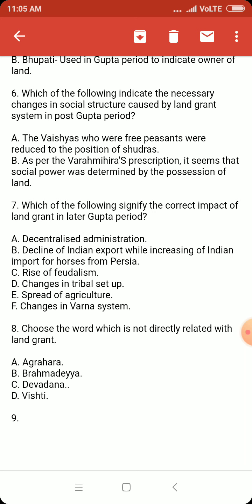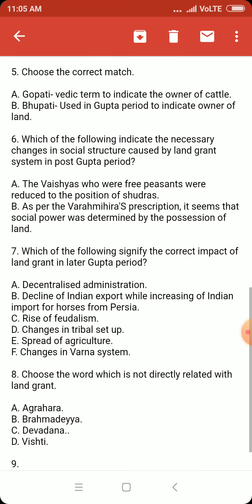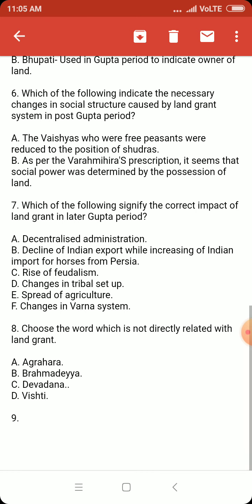Option B: As per the Brahmanical prescription, it seems that social power was determined by the possession of land. This is also correct, and this option B is also an example that literature is a reflection of society. These objective options are very important for the mains exam. From here, you can gather points for mains, or you can refer to such points in your answer, showing that literature is the contemporary reflection of society and history. So both the options are correct here.